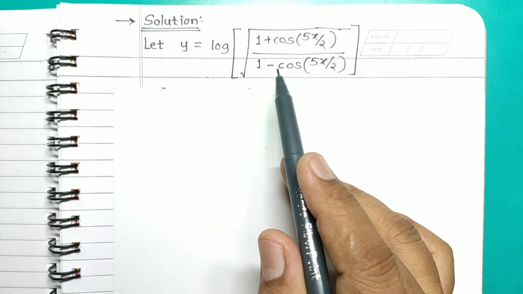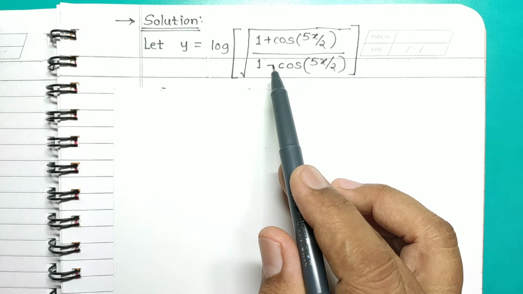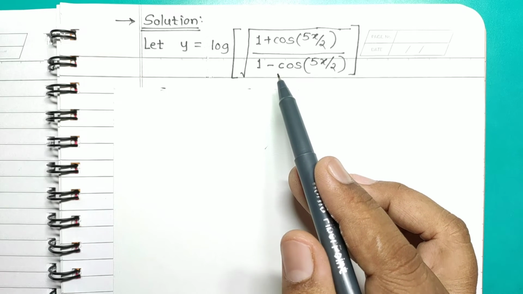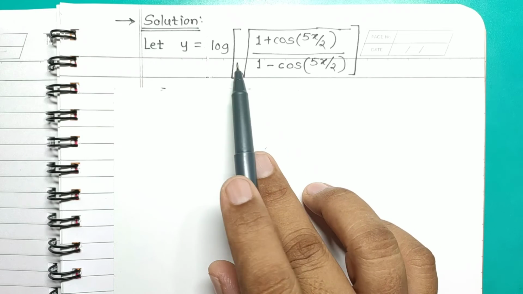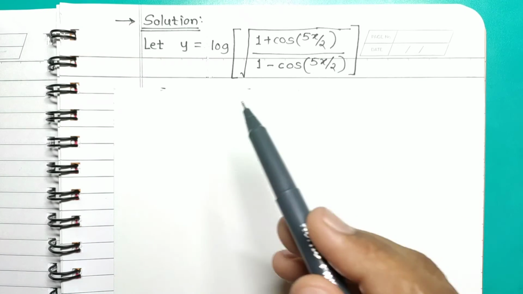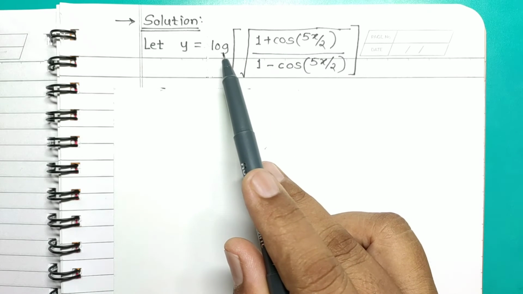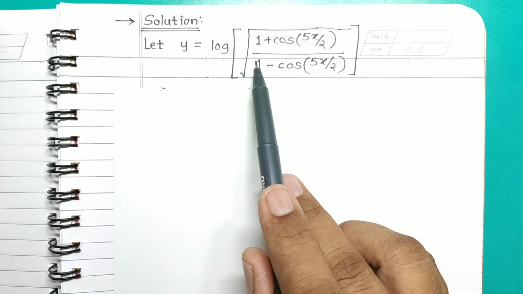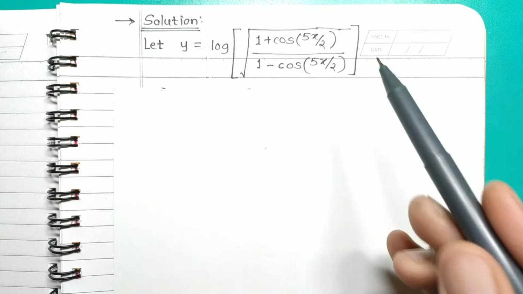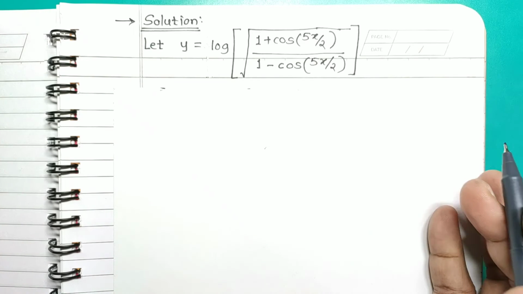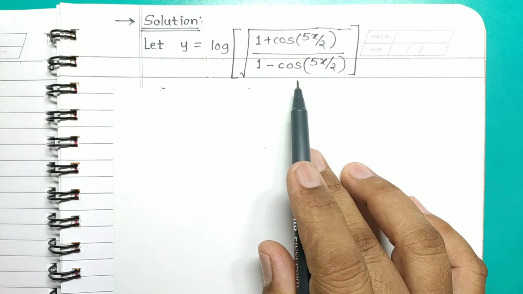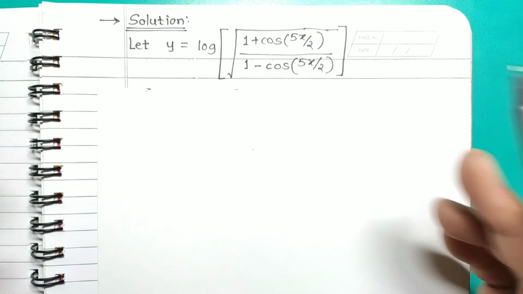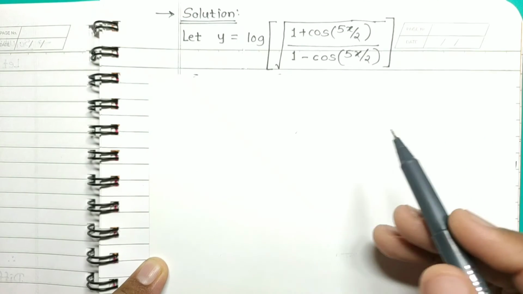See, in the above three examples, we have simplified the given logarithmic function using laws of logarithms to get a simple function. But here we observe that if we apply laws of logarithms, then we are going to get logarithmic terms containing 1 plus cos of pi x by 2 and 1 minus cos of pi x by 2, which again will be lengthy and tedious. So here we are not using laws of logarithms to simplify this function. Let's think of some other technique.